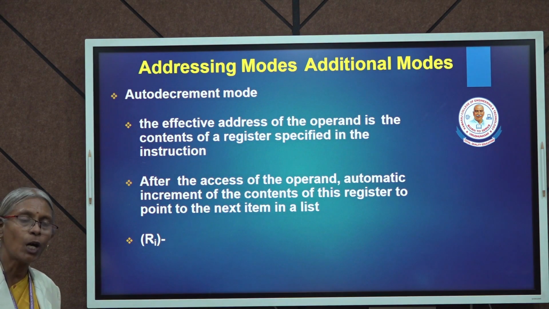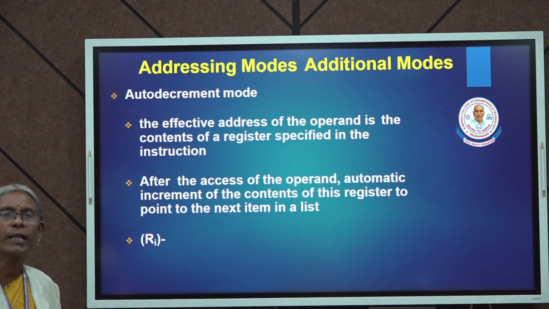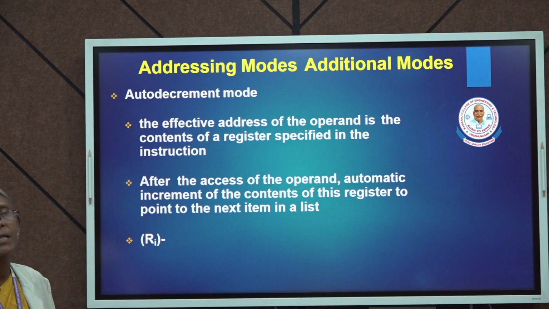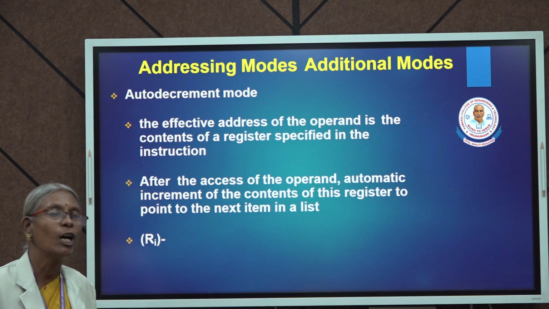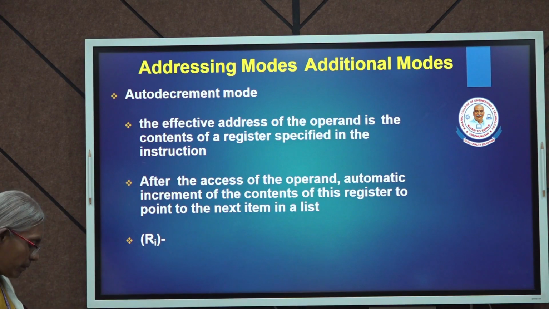Of course, we have the auto decrement mode also. Here it is Ri minus, so the content of the register will be decremented. Again, it depends on the number of bits of the operand, as we have discussed in auto increment mode.